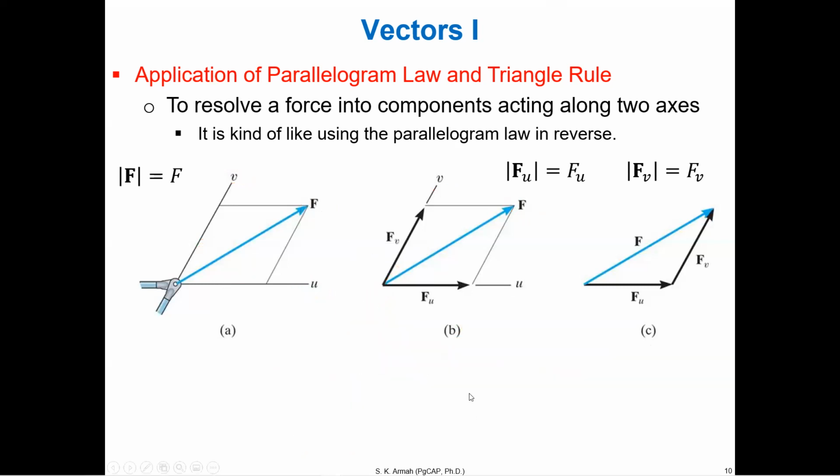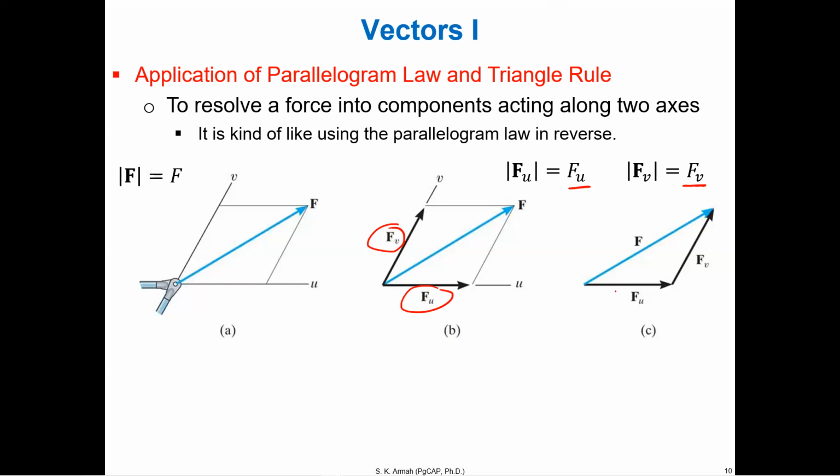So what we do then is we still use our triangle law. This time, let's say the component of the force along U is Fu. Let's say the component along V is Fv. Okay, those are the forces, and these are their magnitudes in scalar form.